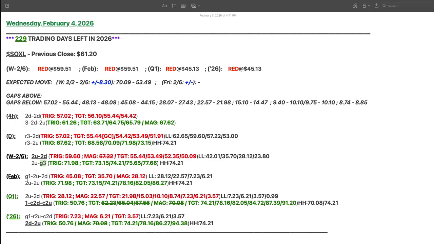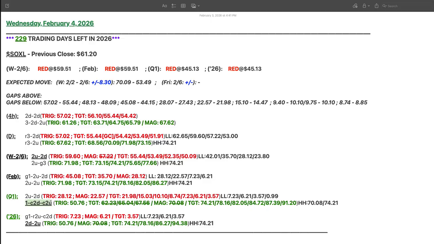We talked about on the month, it's still an inside month. If we do end up going to the downside, that does trigger a 1 2 up 2 down reversal, kind of the reverse of what we had on the quarter. We'd have to get all the way down to 45.08 for that to trigger. Not out of the realm of possibility, but it is quite a ways to go, so not really talking about it at this point. If we draw closer, then obviously we'll look at that, because the magnitude of that move is 28.12. If we do end up going to the upside and going 2 up, that triggers it obviously at 71.98, and we've got our targets listed out here for you, 74.21 being that all-time high.